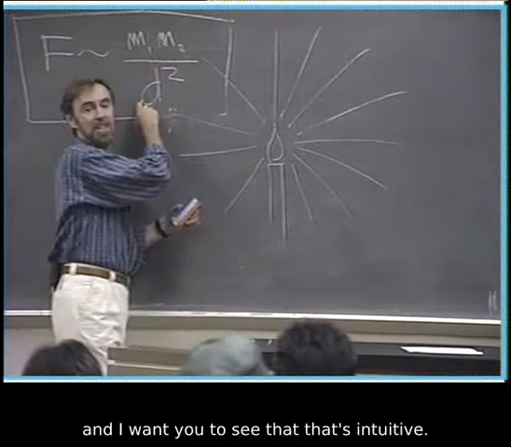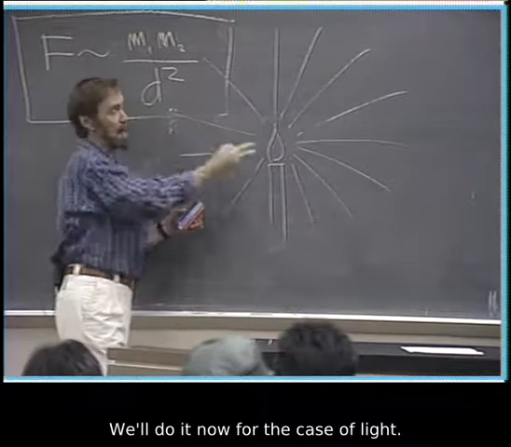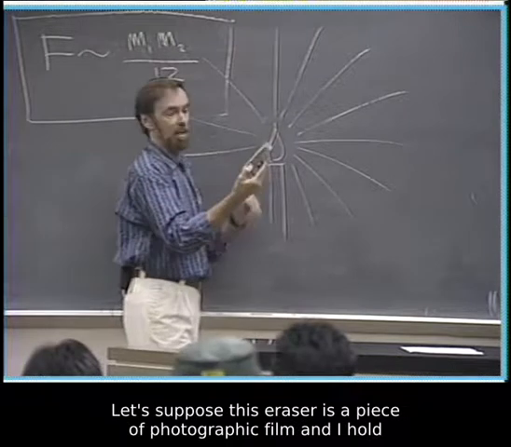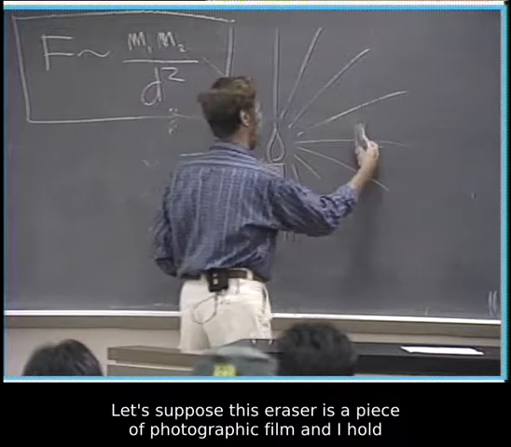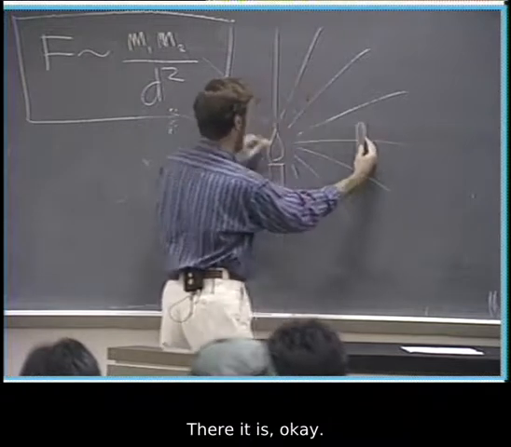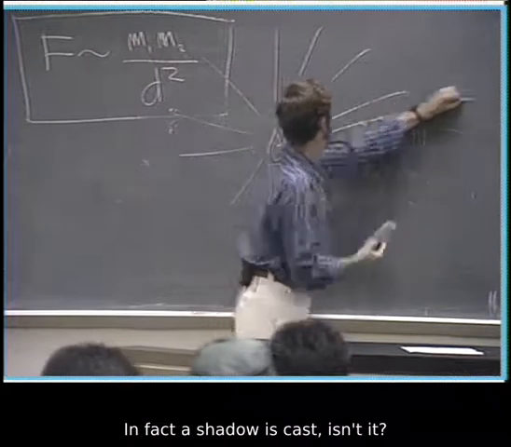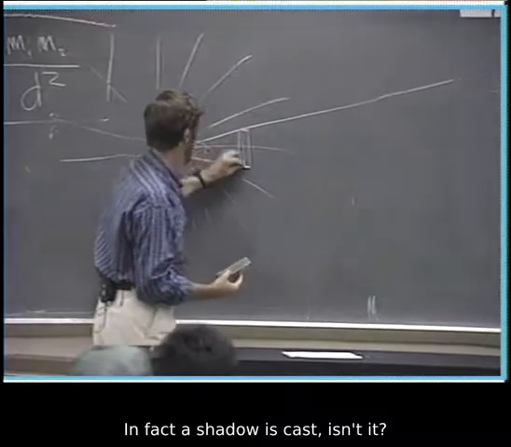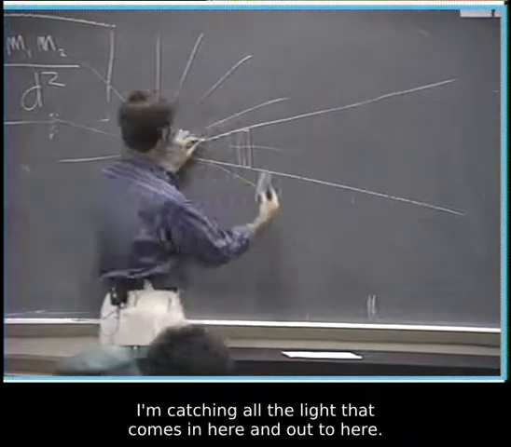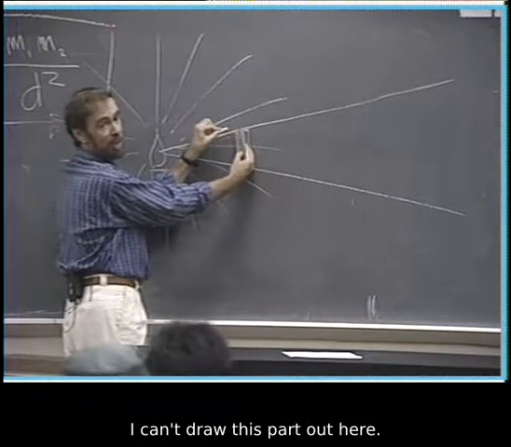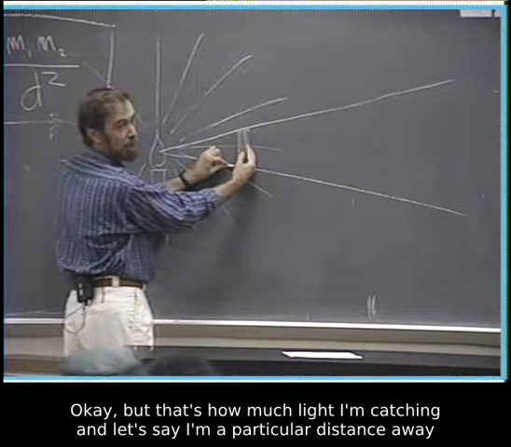And I want you to see that that's intuitive. We'll do it now for the case of light. Let's suppose this eraser is a piece of photographic film, and I hold that photographic film right here. There it is, okay? I'm catching light. In fact, a shadow's cast, isn't it? I'm catching all the light that comes in here and out to here. I can't draw this part out here, okay? But that's how much light I'm catching.